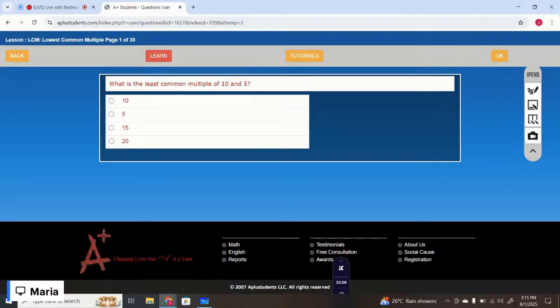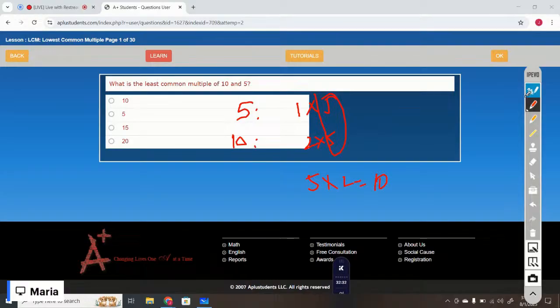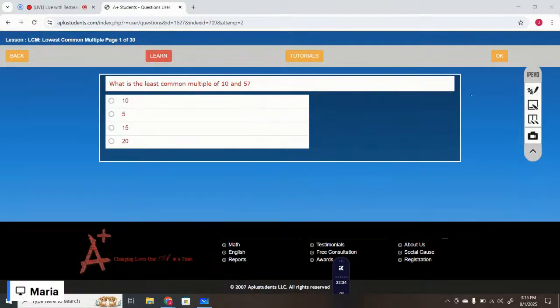What is the least common multiple of 5 and 10? Let's write down the prime factors of 5 and 10. The common factor is 5, the non-common factor is 2. So 10. Option number 1 is the correct option.